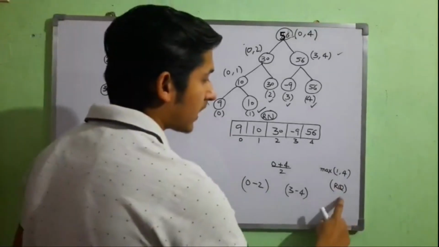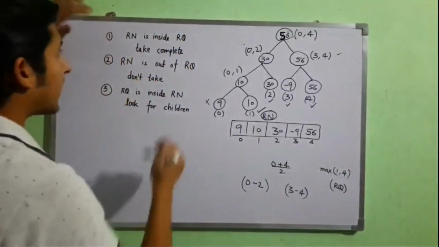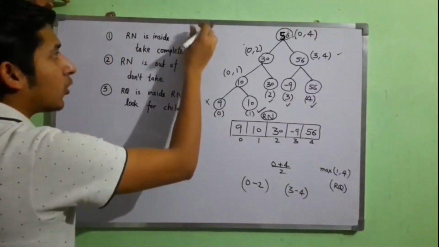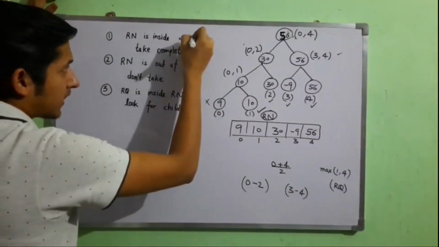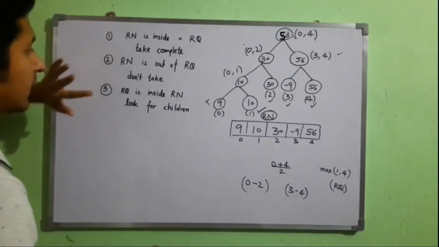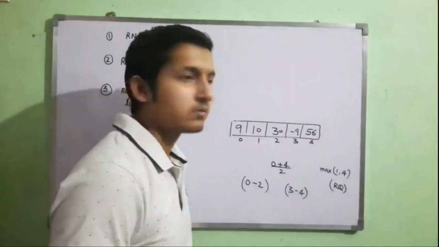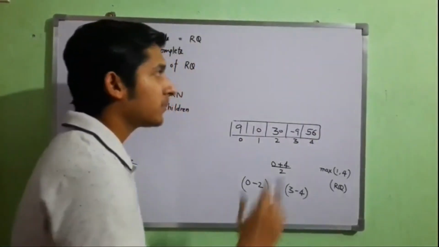Obviously when RQ will be equal to Rn, then I'll take that whole. So if Rn is inside or equal to RQ, then take it complete. If that's out of range, don't take it. And if it partially overlaps, then look for its children, okay? So the first thing that comes up is, how will I implement that tree?